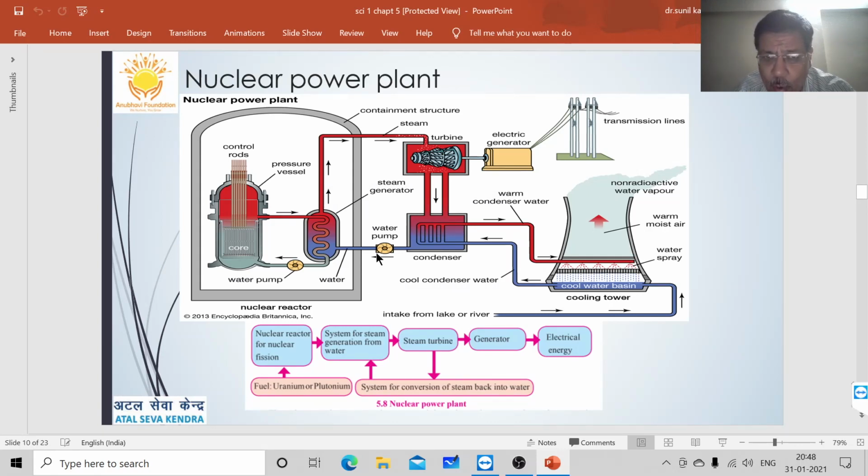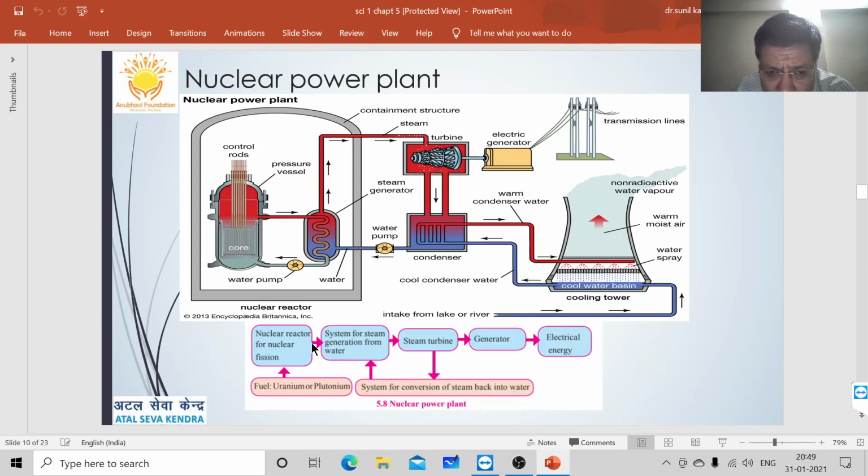Now coming to the nuclear power plant. An example is the Tarapur atomic power station. We have many others, Kalpakkam, etc. You must be knowing them. So in that also, what is the main concept? Here we are using nuclear energy or atomic energy, so a nuclear reactor for nuclear fission.